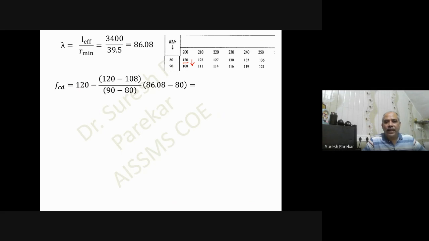So 120 minus 108, the difference of these two, means we are going to get this value for 1 unit of KL upon r. And how much do we have for KL upon r? So 86.08 minus 80. And from this we will get the value of fcd as 112.70 MPa. You can go another way. So I can go in this way also.